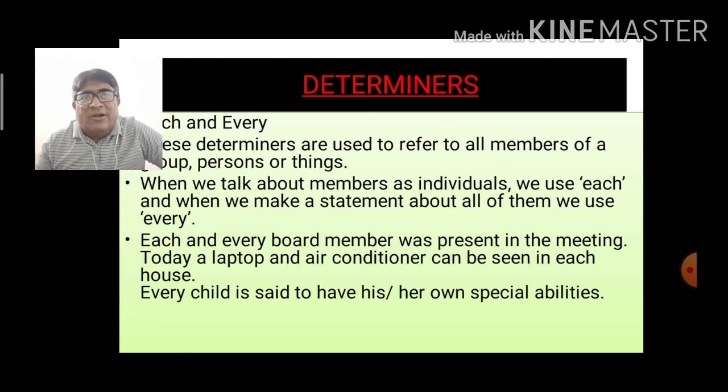That is also a part of determiner. And when we make a statement about all of them, we use every. So each and every board member was present in the meeting. Each is used individually for all, and every is used for all in a general way. Today a laptop and air conditioner can be seen in each house. So that is individual. Every child is said to have her own special abilities. This is an example of every.